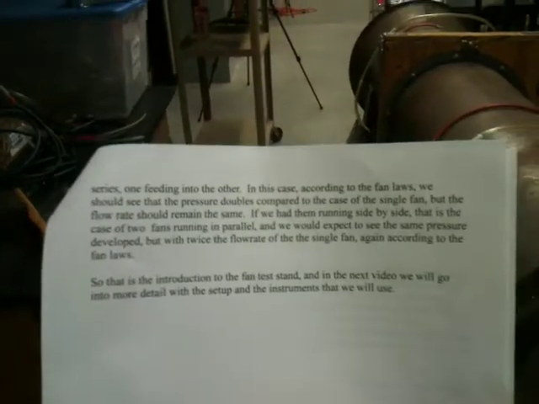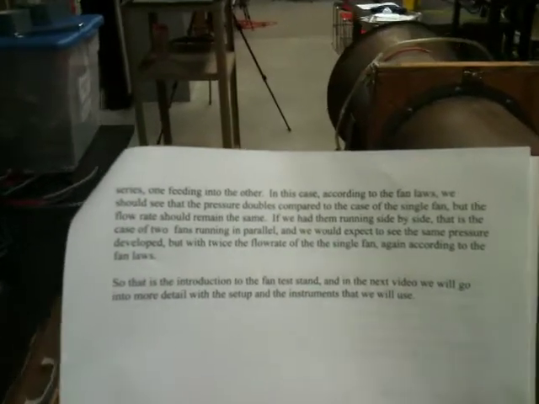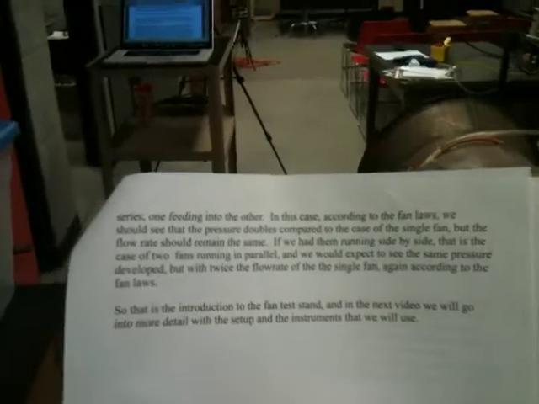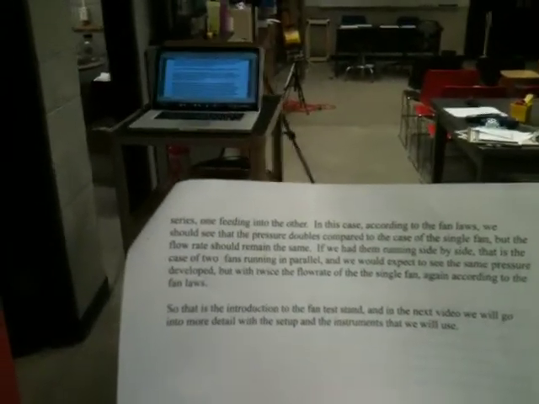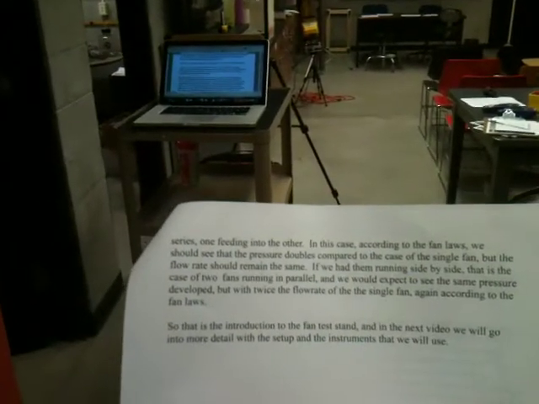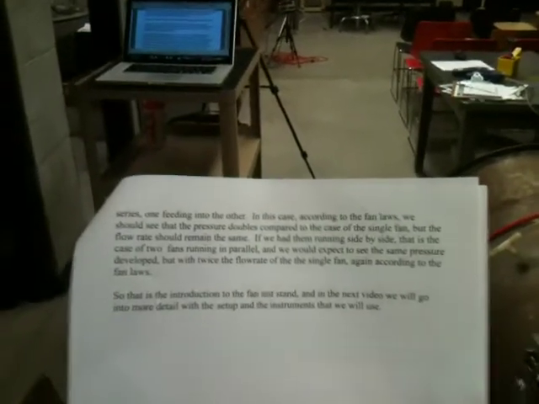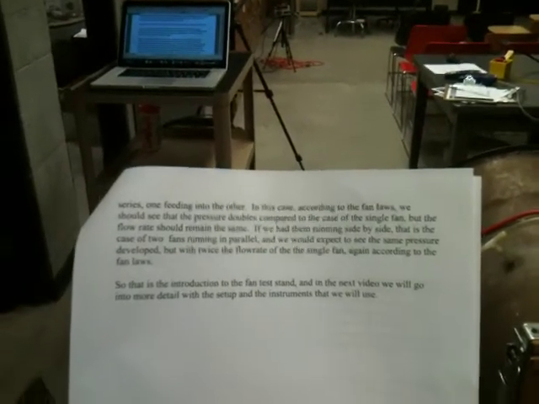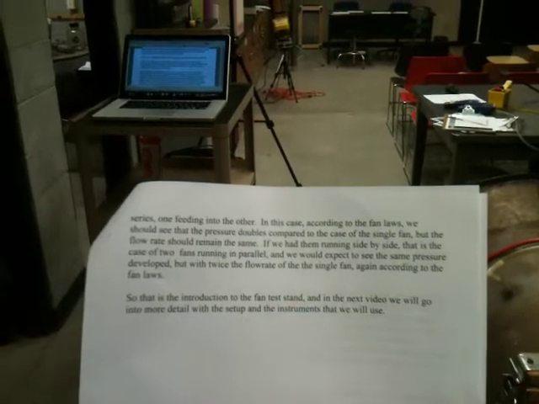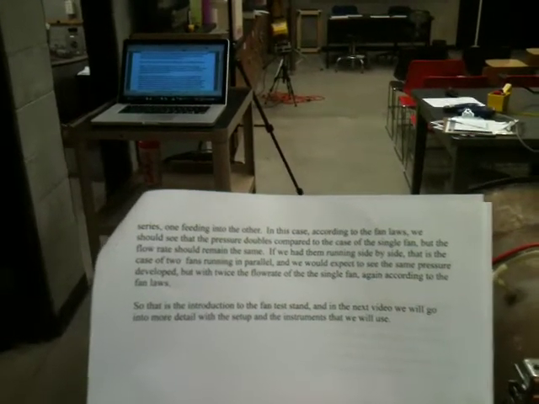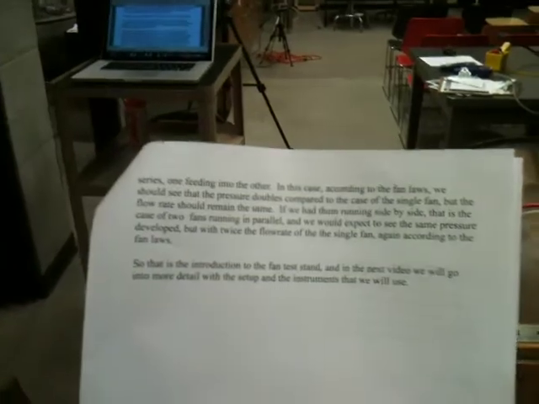If we have them running side by side, that is a case of 2 fans running in parallel, and we would expect to see the same pressure developed, but with twice the flow rate of the single fan, again, according to the fan laws. So that is the introduction to the fan test stand, and in the next video we will go into more detail with the setup and the instruments that we will use.